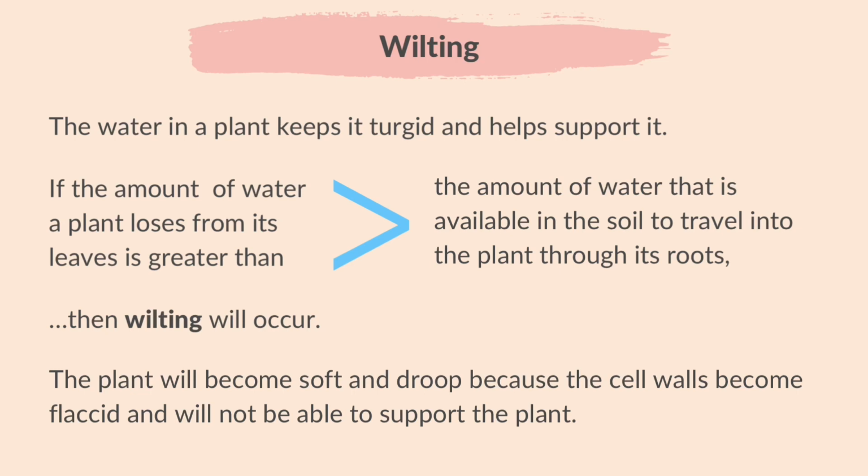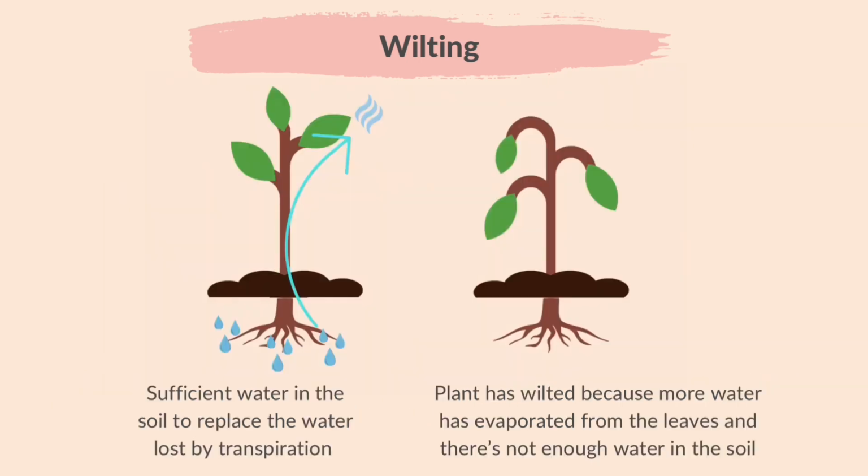The plant will become soft and droop because the cell walls become flaccid and will not be able to support the plant. So as you can see, in the first picture, there is sufficient water in the soil to replace the water lost by transpiration. In the next diagram, the plant has wilted because more water has evaporated from the leaves and there is not enough water in the soil.